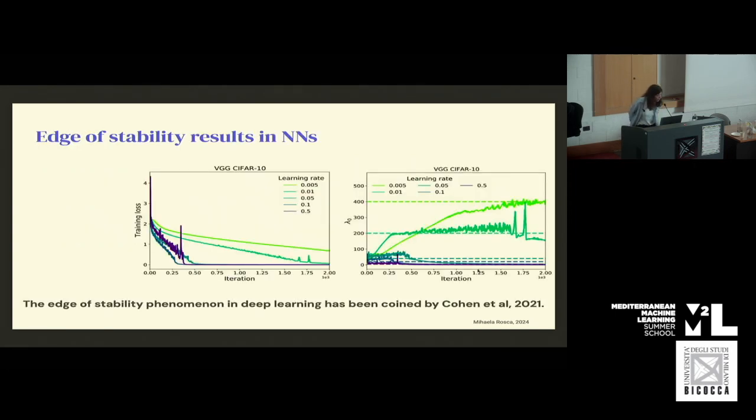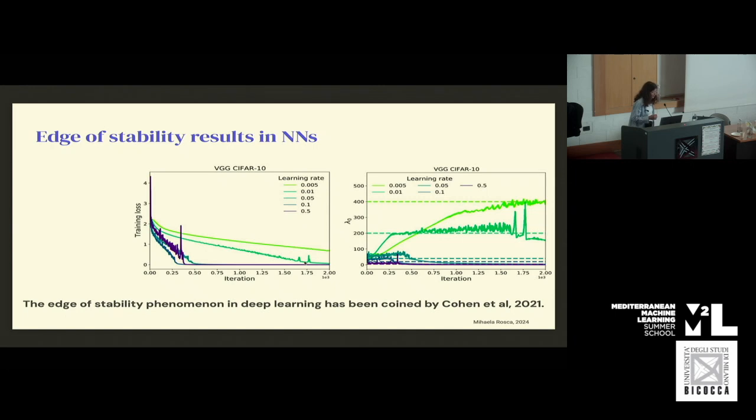Now, I want to mention one last set of phenomena that we observe in training neural networks, which are edge of stability results. This was observed by Cohen et al., and they trained networks with full batch gradient descent. Every time they observe this really interesting phenomenon, across learning rates, where the train loss is very stable at the beginning. We don't see any wiggling. And then at some point, it starts to wiggle.